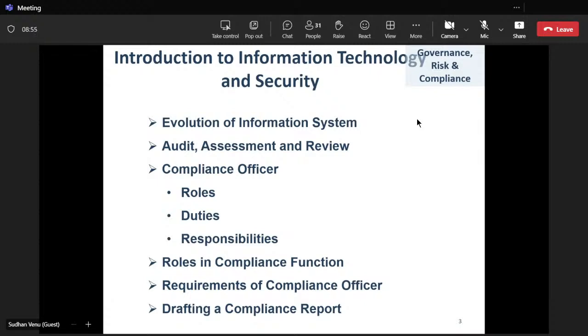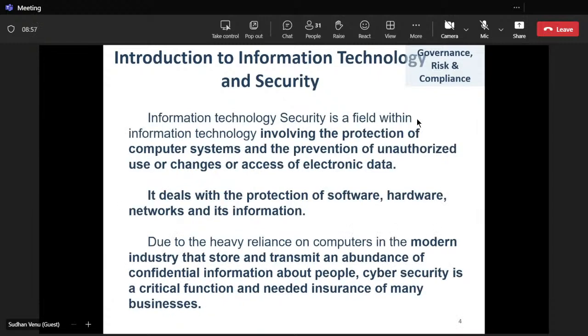Okay, first thing: the introduction to information technology security, which involves the protection of the computer system and prevention of unauthorized usage, changes or access of electronic data. So in terms of security in the field of information technology, the basic thing is the protection of the computer system and prevention of unauthorized access.